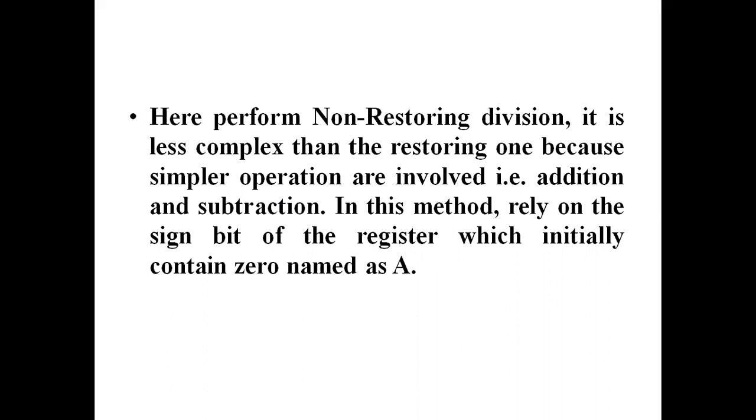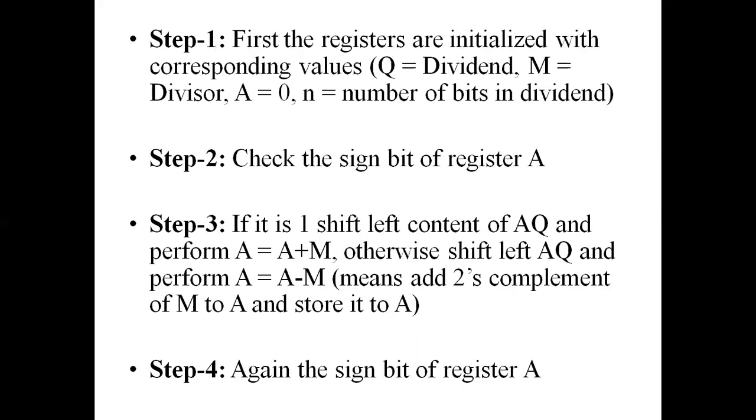In this method, we rely on the sign bit of the register, named A, which initially contains 0. Now we describe the non-restoring mechanism stepwise. At the initial stage, the register A will be 0. Next, what is Q? Q is the dividend, and what is M? M is the divisor.